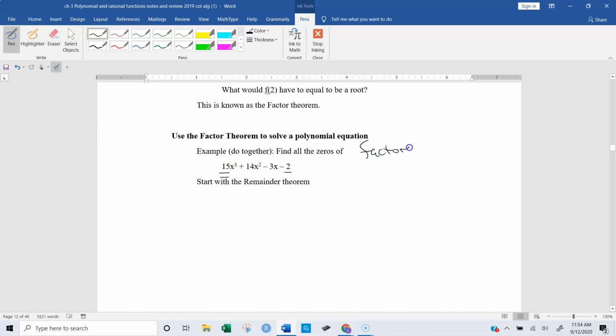So factors of last divided by factors of first. And I'm hoping you're going to use the table method on your calculator. So 15 is 1, 3, 5, and 15. Those are the factors of 15. 2 is 1 and 2.